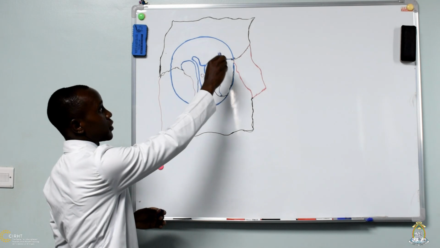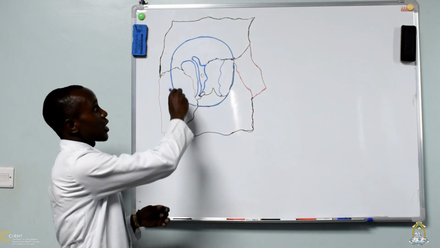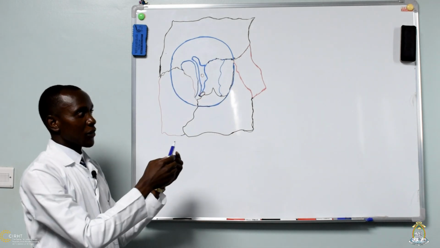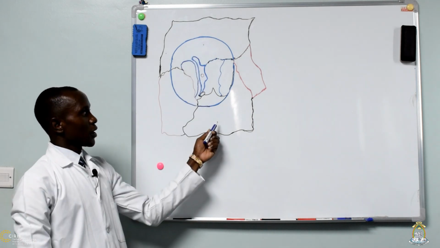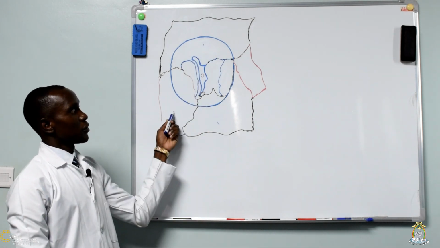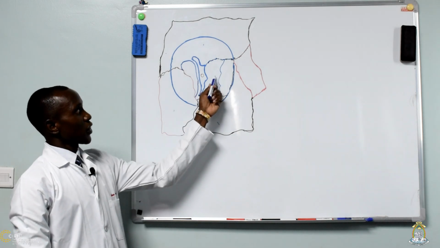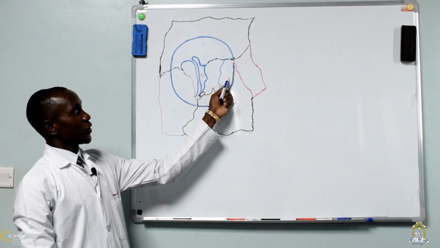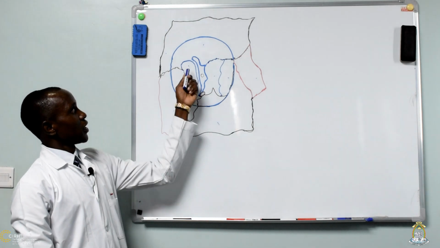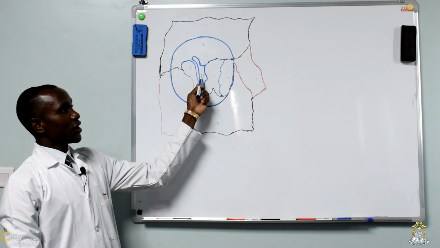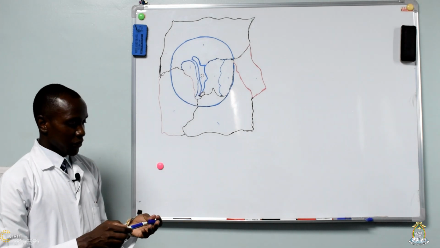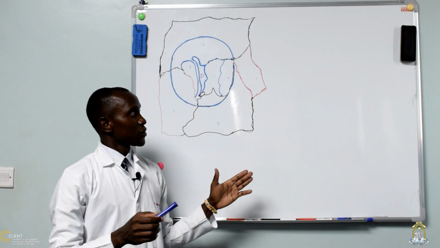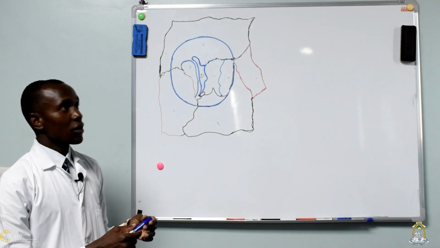there are so many bones that make up the bony orbit. We have the frontal bone, maxillary bone, zygomatic bone, ethmoid bone, lacrimal bone, nasal bone, greater wing of sphenoid bone, lesser wing of sphenoid bone, and palatine bones. These bones make up different boundaries of the bony orbit.